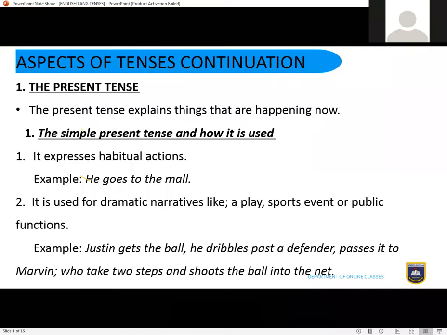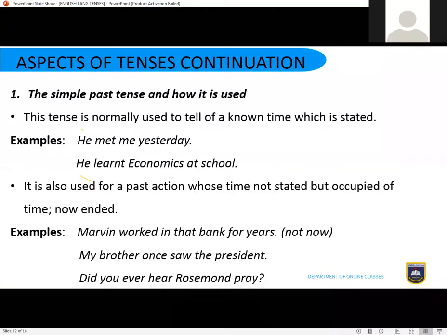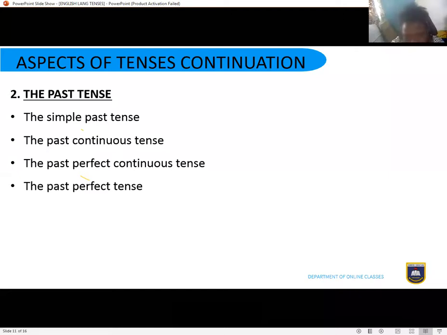Good. So now, what are we looking at under the past tense? Under the past tense, we'll look at four things. The first one is the simple past tense. The simple past tense.